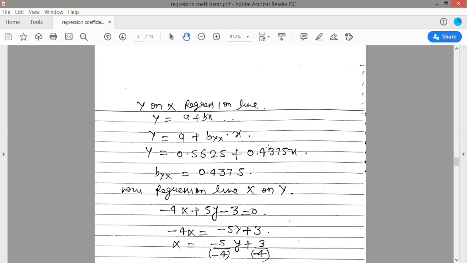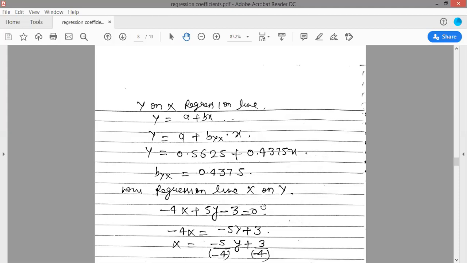In the linear regression lines, y is equal to a plus bx and x is equal to a plus by, both are regression lines, and in these lines the coefficient b is called the regression coefficient. So y on x, that means your regression coefficient byx is equal to this one. When you compare with this, you will get this regression coefficient.